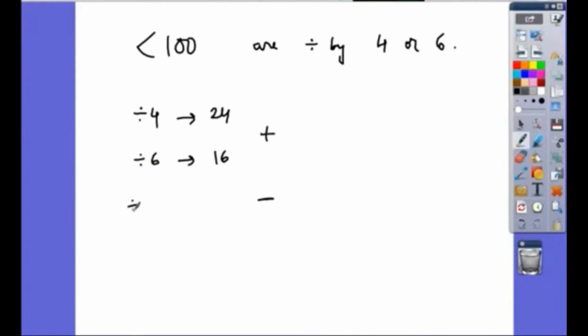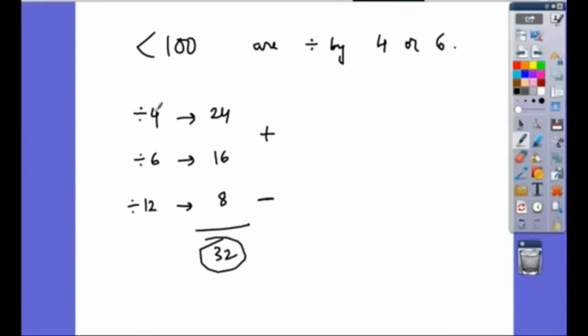Repetitions, when you're subtracting, you should not take 4 into 6, 24. You should take the LCM. What is the LCM of 4 and 6? It's 12. LCM is the first number that comes in the multiplication tables of 4 and 6. So in the multiplication table of 4 and 6, you need the first number and that's the LCM. So divisible by 12, how many times does 12 go into 100? 8 times, because 12 times 8 is 96. Then you will get your answer as 32.